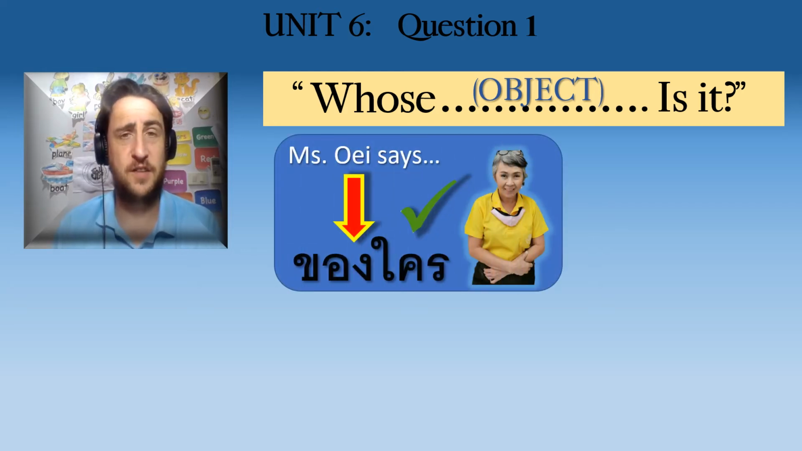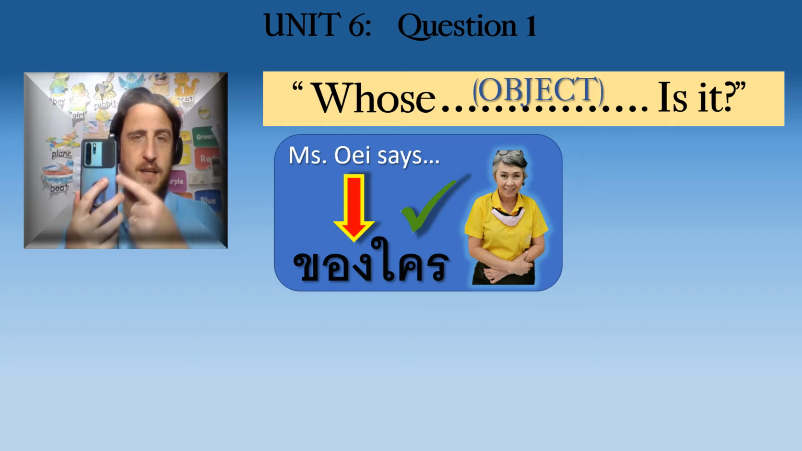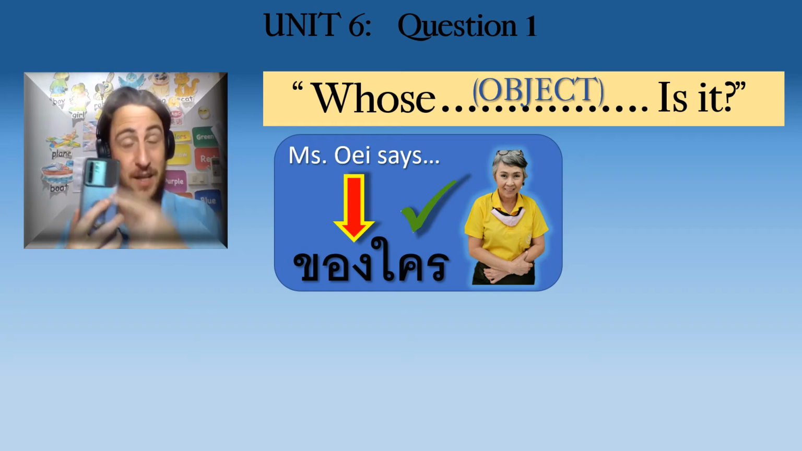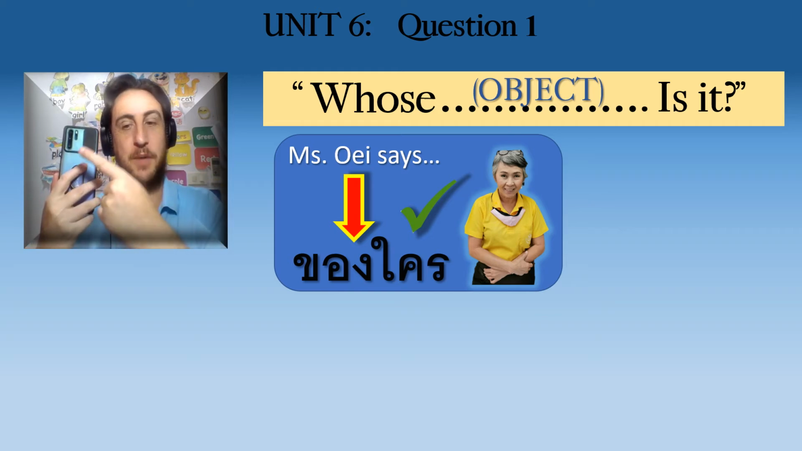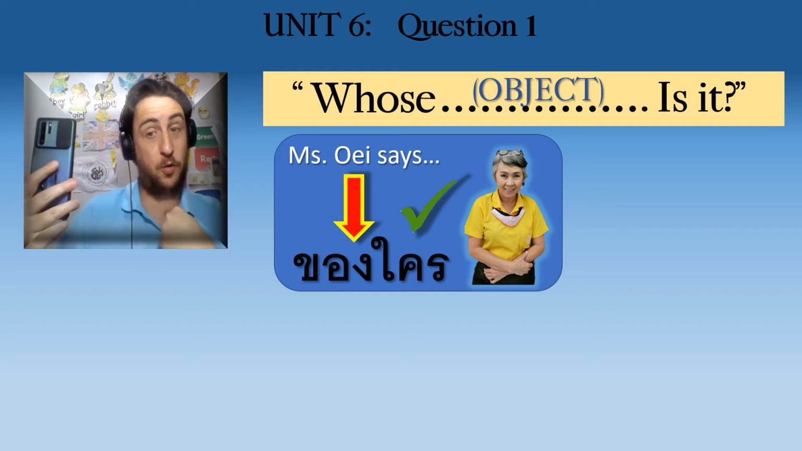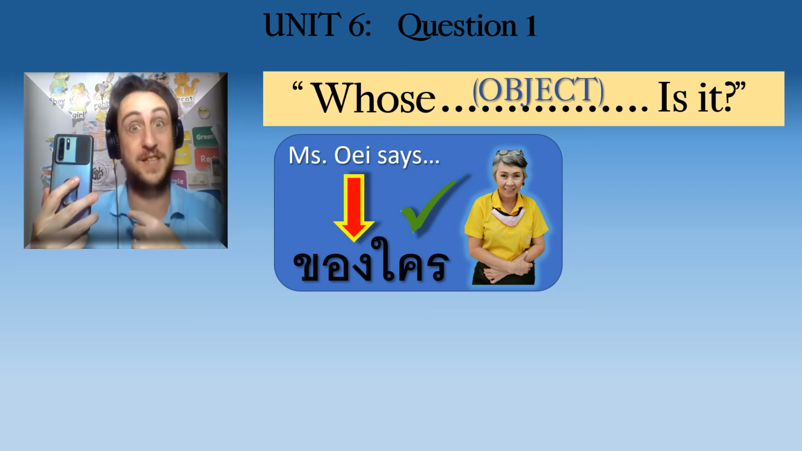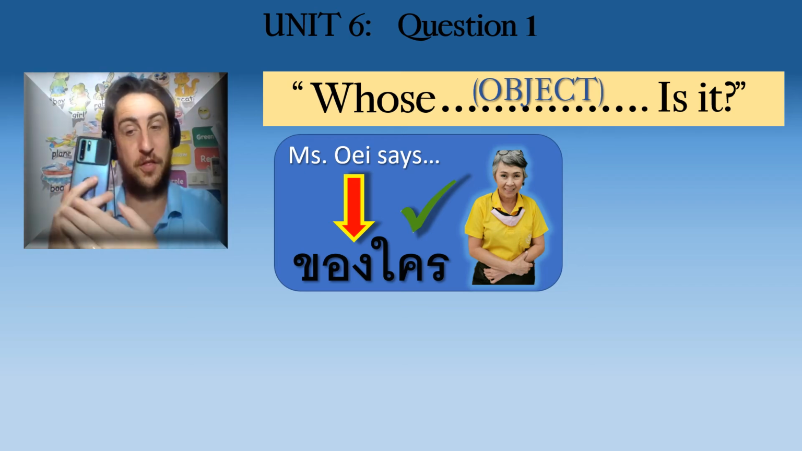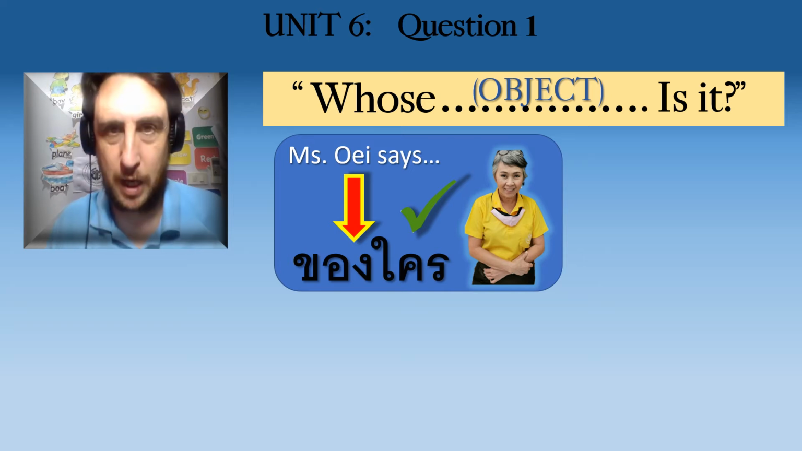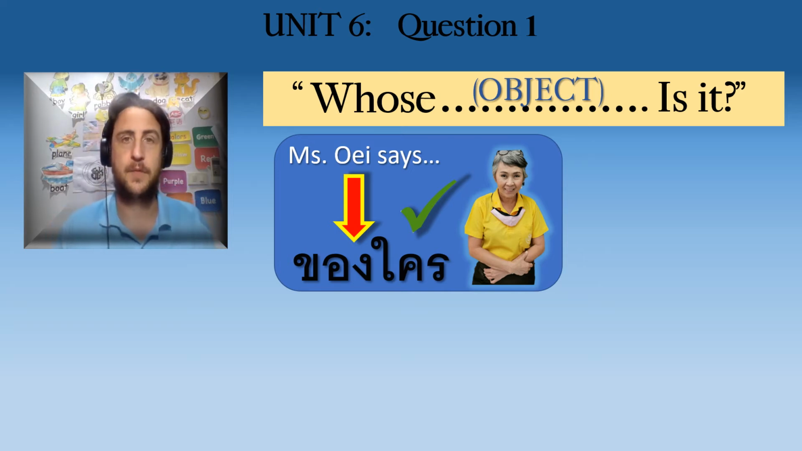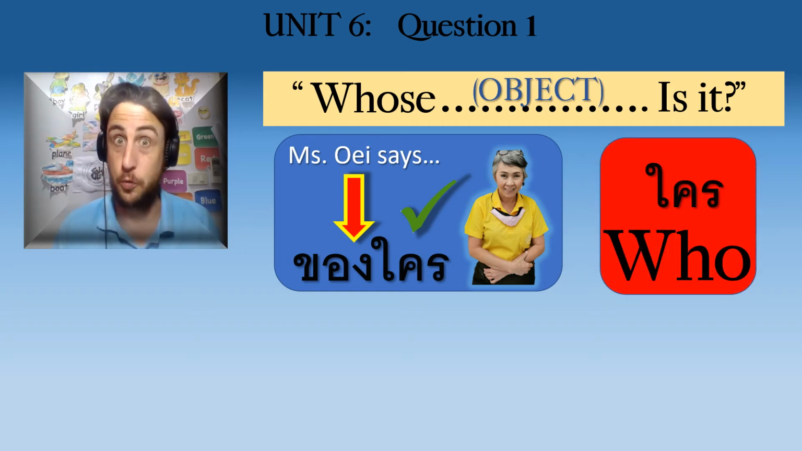Miss Oi is here to tell us. Kong Krai. So, the subject is the object. The subject is the thing, not the person. We're talking about the thing and who it belongs to. But the subject of this question is the thing. So, whose? แปลว่า ของใคร It is not the same question as who.